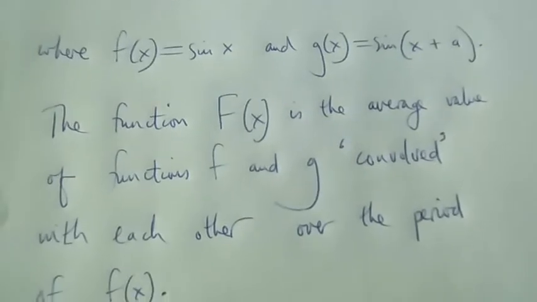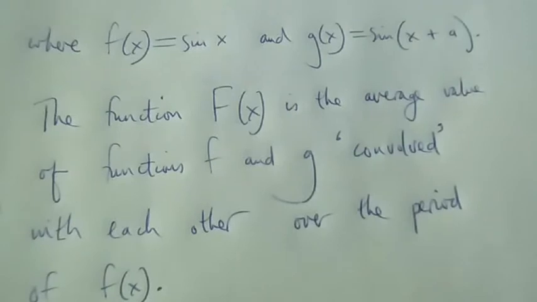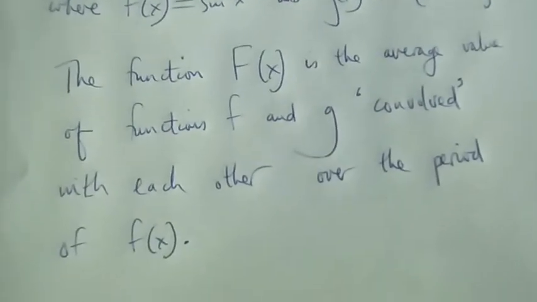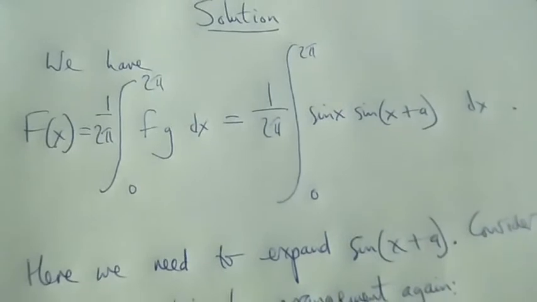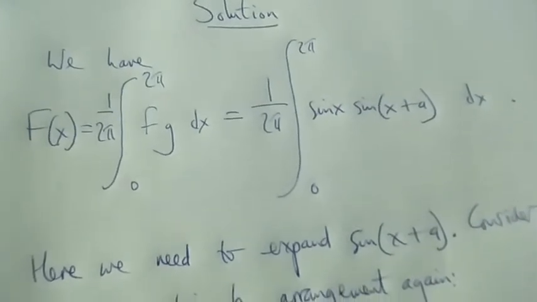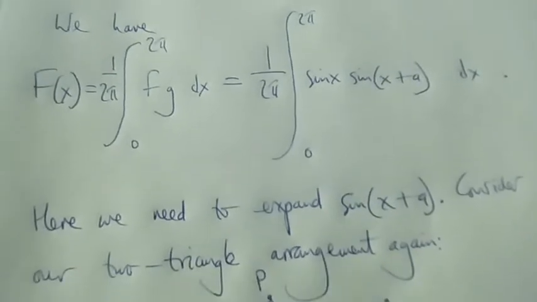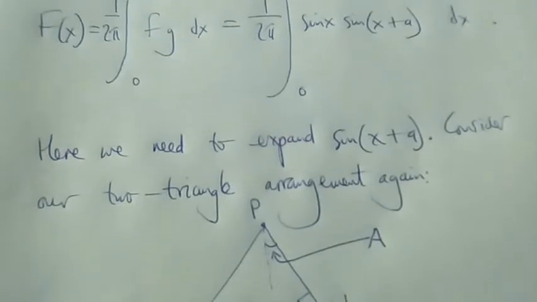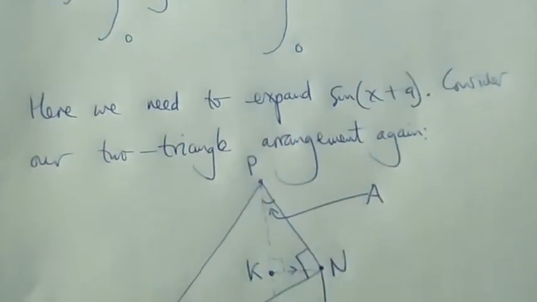The function big F of x is the average value of functions f and g convolved with each other over the period of f of x. Solution. We have big F of x as described above. Here we need to expand sine x plus a. Consider our two-triangle arrangement again.